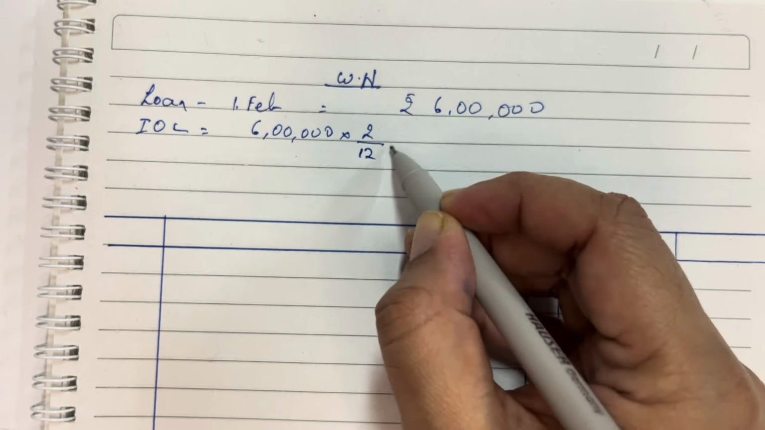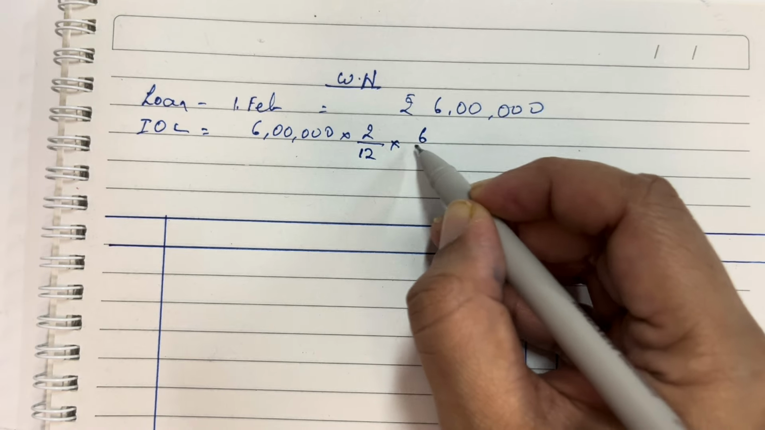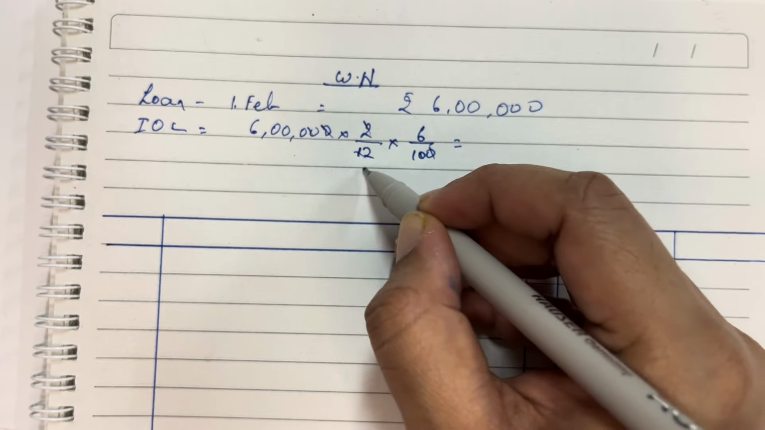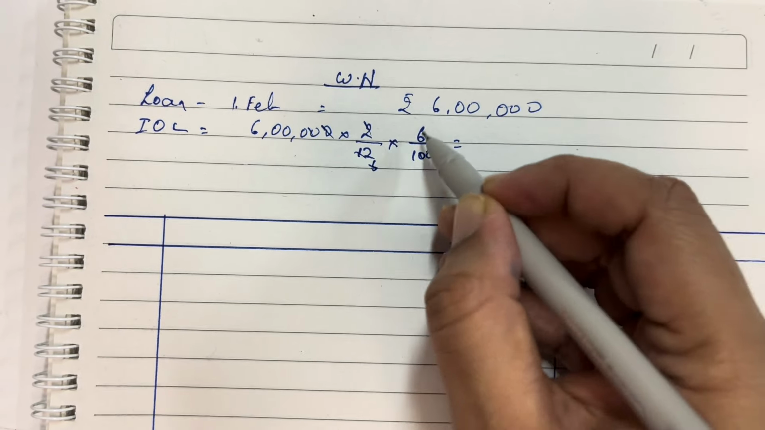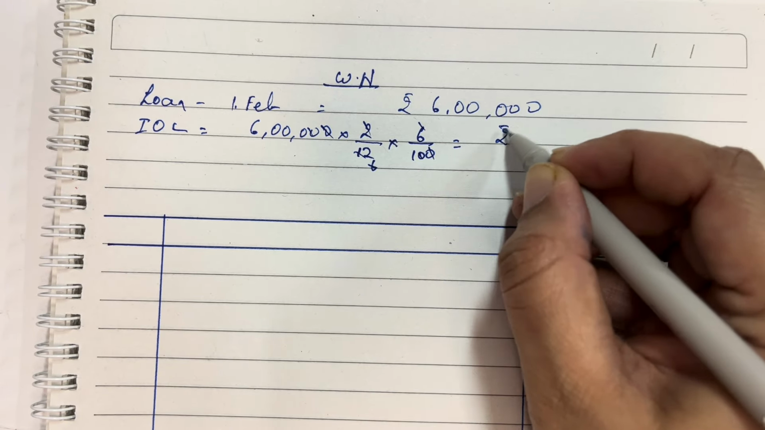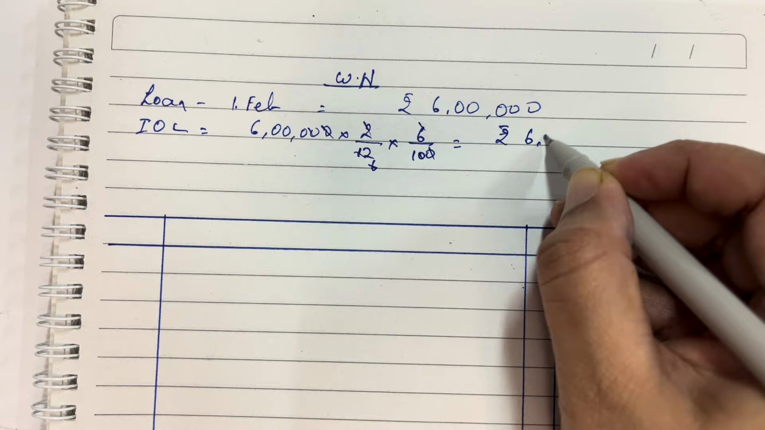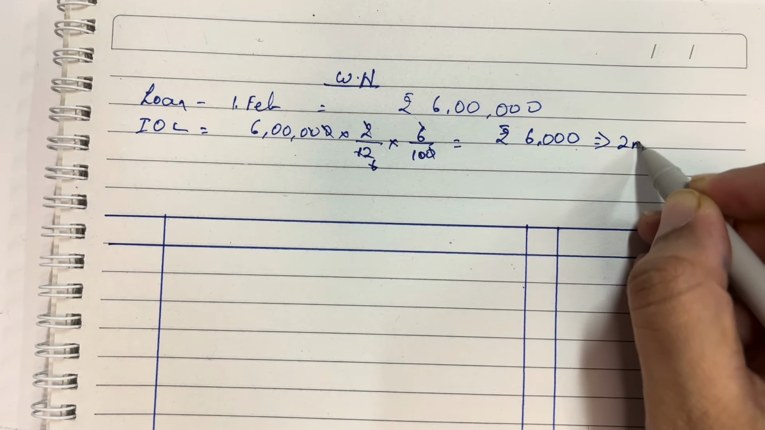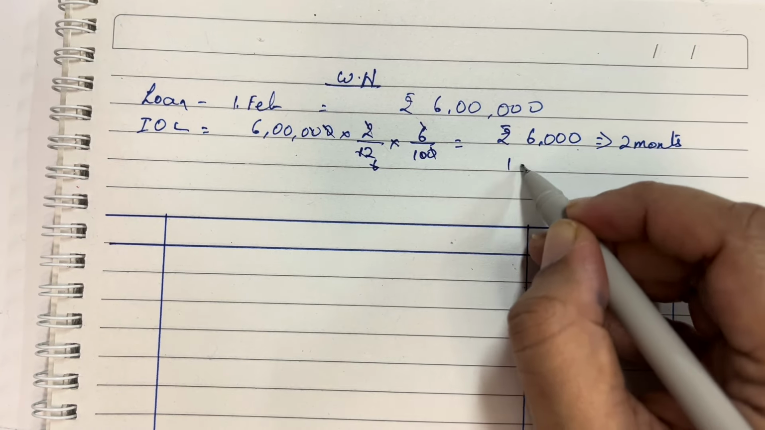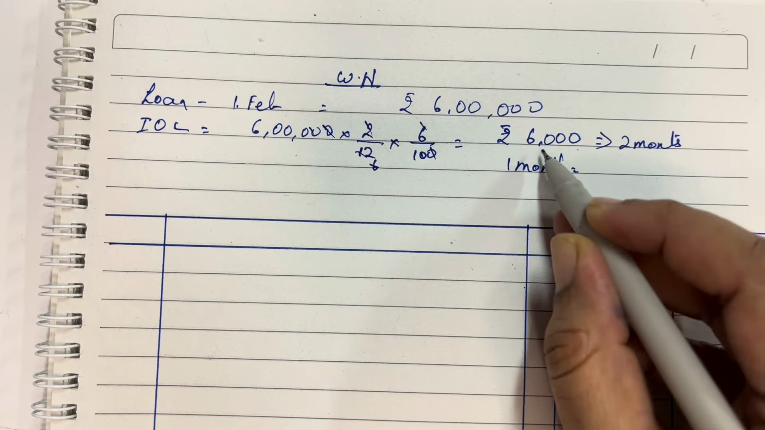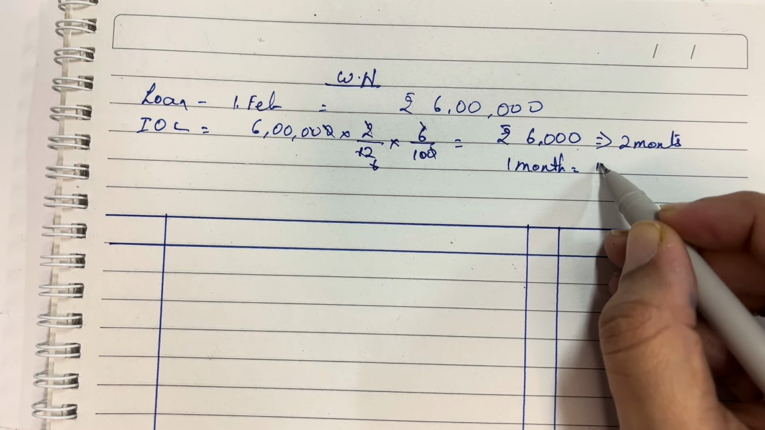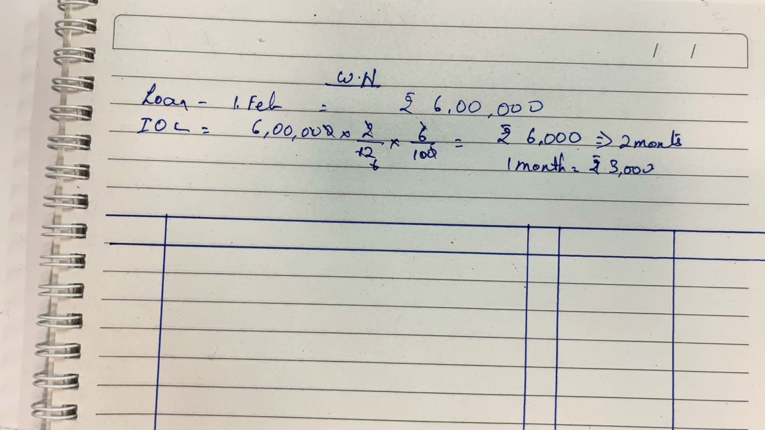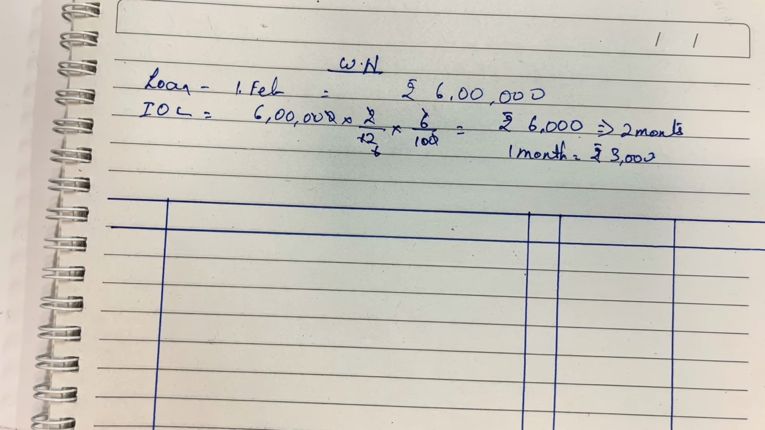So 2 by 12 into percentage, which is 6%, 6 by 100. This is the agreed percentage. So your interest on loan is rupees 6,000. This is for 2 months. Okay, so this is for 2 months interest on loan. Your 1 month interest on loan would be 6,000 divided by 2, that is rupees 3,000. Okay, now we got our interest. Let's begin with our journal entries.